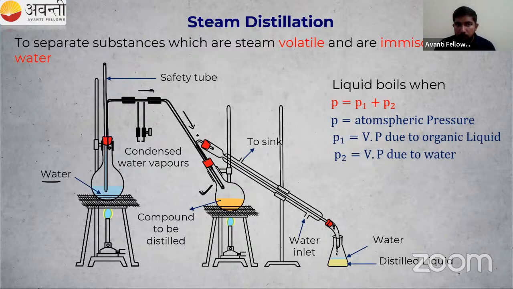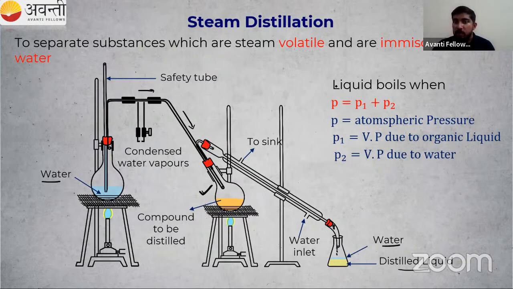From this point, the vapors of our liquid are also forming. They are going through this condenser. And finally, what is happening? We are getting water as well as the distilled liquid. They are immiscible in nature, so we can easily separate them. So why are we using water?